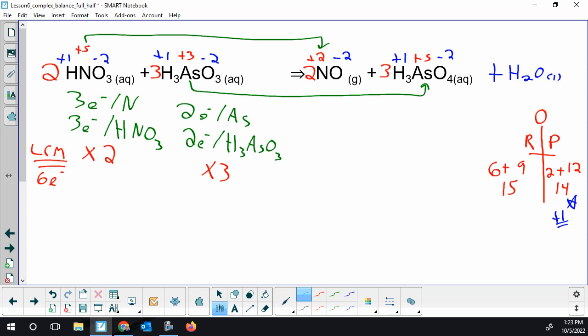Last, the hydrogen. 2. And then 3 times 3 is 9. So we've got 11 in total at the beginning. At the end, there's none there. 3 times 3, 9. And then our water has 2 more. Oh, so that's also 11. So we don't have to add any H+. So this complex half reaction is balanced.